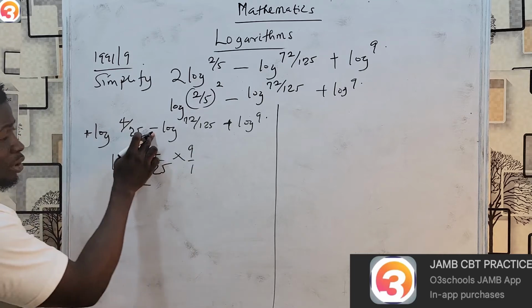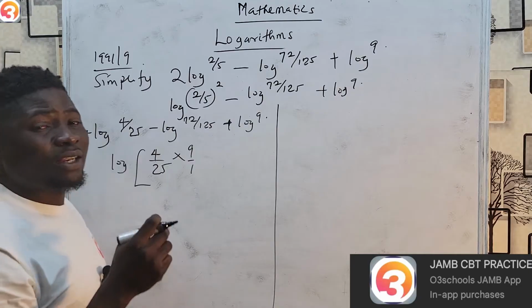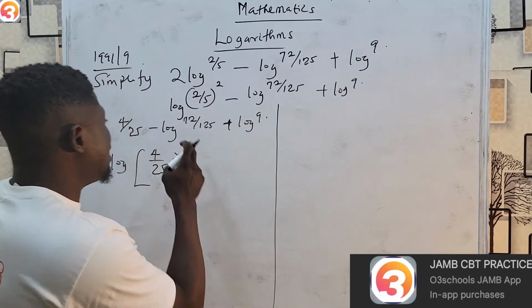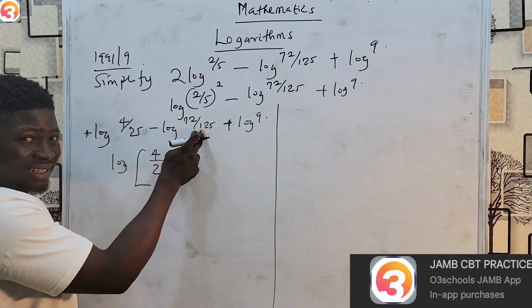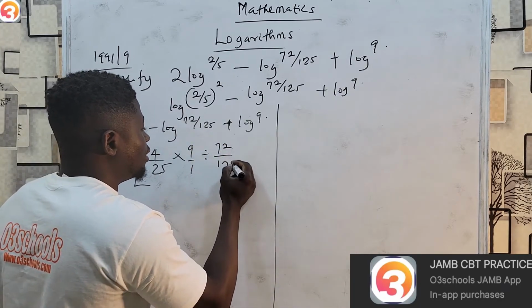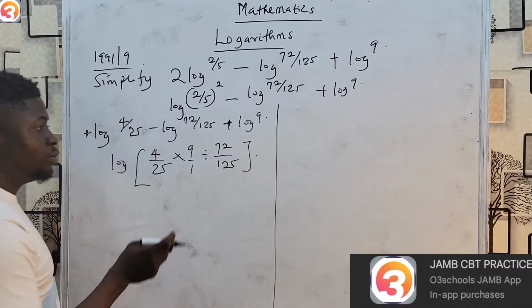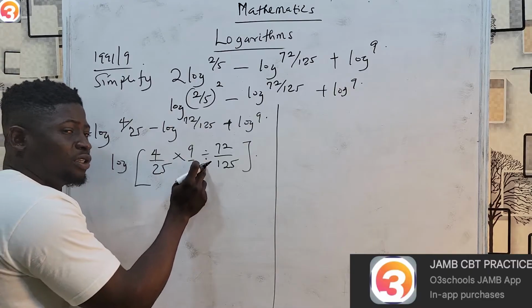we divide, because having what? Minus logarithm of 72 over 125. So I'm supposed to divide by what? Divide this by this. So we're going to have divided by 72 over 125, right? But of course, we need to solve. So we cannot solve with division. We have to change it to multiplication.